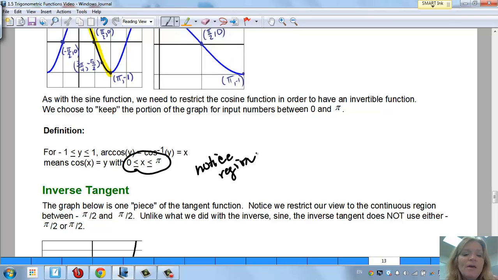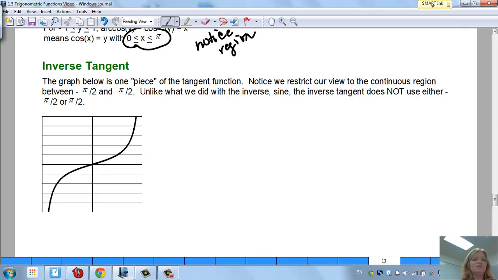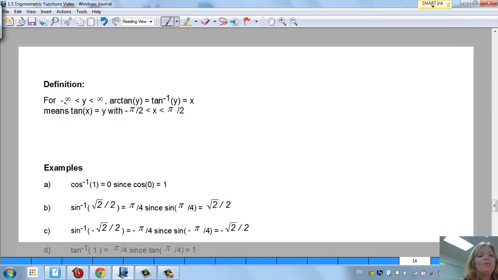Inverse tangent is in one piece of the tangent function. The graph below is one piece of the tangent function. Notice we restrict our view to the continuous region between negative pi over 2 and pi over 2. Unlike what we did with the inverse sine, the inverse tangent does not use either endpoint, negative pi over 2 or pi over 2. So let's put a negative here. So let's look at the region for tangent. When my y's go from negative infinity to infinity, x is between negative pi over 2 and pi over 2, and notice there's not a less than or equal to. It can't be because it's not defined at those.